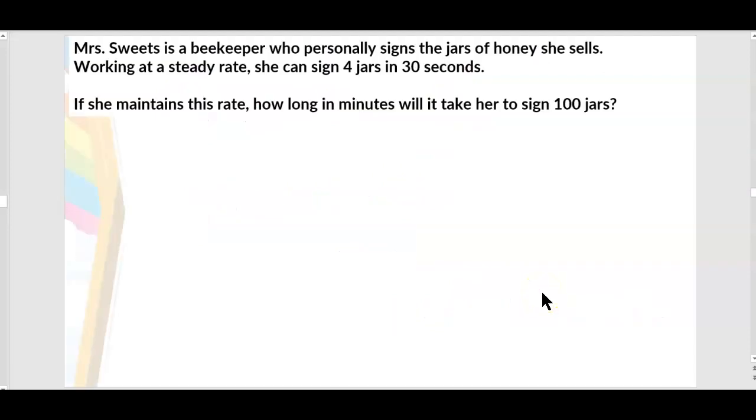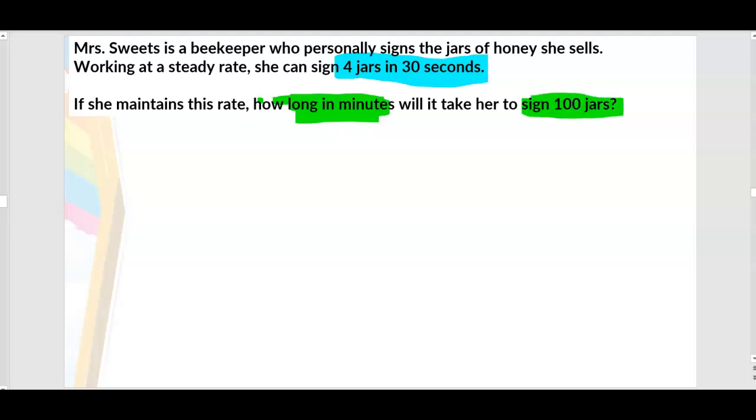Okay, word problems. This is where we left off, I think, in our lesson. Must be a beekeeper who personally signs the jars of honey she sells. The working rate, that means time. It's just a ratio with time. 4 jars in 30 seconds. But they want to know, if she keeps this rate, how many minutes will it take her to sign 100 jars? So the answer has got to be in minutes. Right away, I'm seeing something here. You see what I see? Minutes, seconds, minutes. Uh-oh.